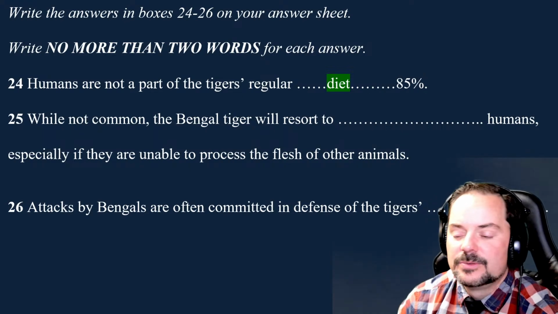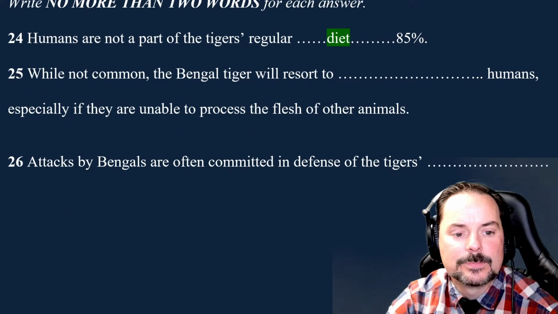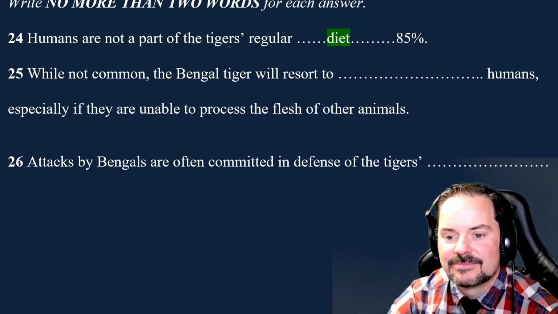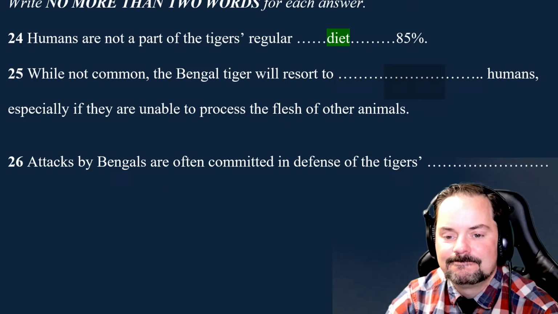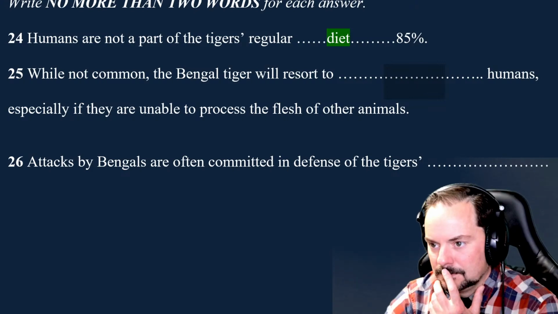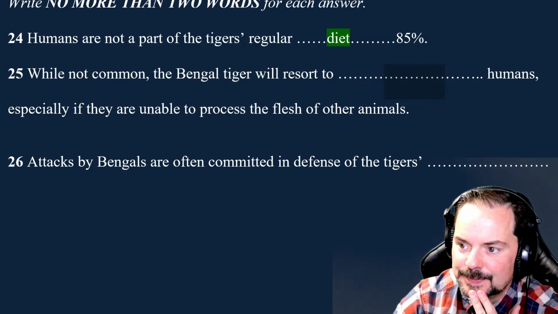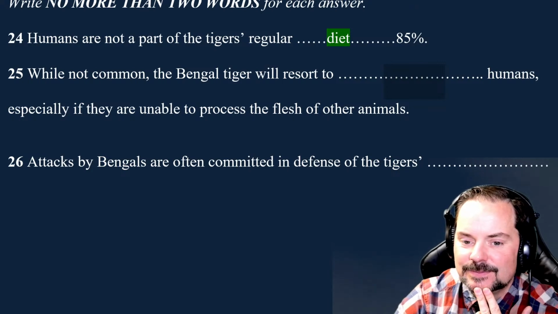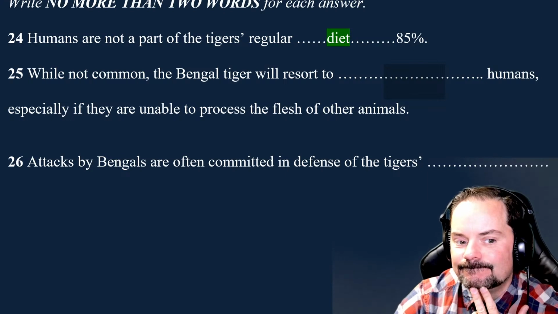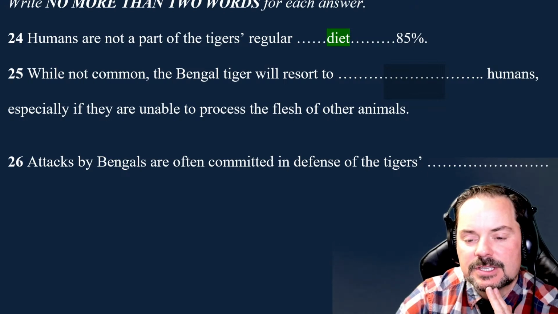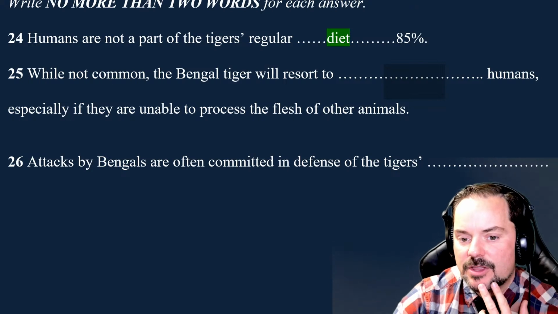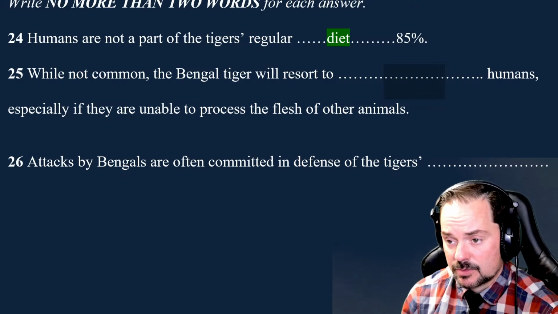Okay. All right. Number 25. Go ahead and read that one. While not common, the Bengal tiger will resort to humans, especially if they are unable to process the flesh of other animals. So, what will they do? I think will resort to like attack humans. Attacking. Well, that might be okay. So we could check this if we're not sure, right? But I think you can figure this out if you think of logic. Look at the last part of the sentence. If they are not able to process the flesh of other animals. So process the flesh of other animals means what are they doing?